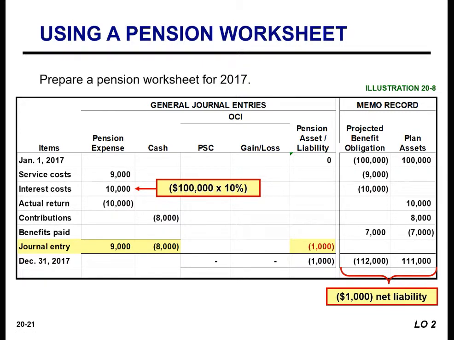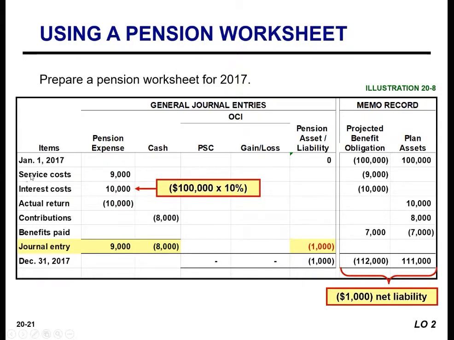to recognize what the journal entry would be. We would have an increase to the pension expense of 9,000. We'd have a decrease to cash of 8,000, and we would have a credit to our pension asset/liability account of 1,000.